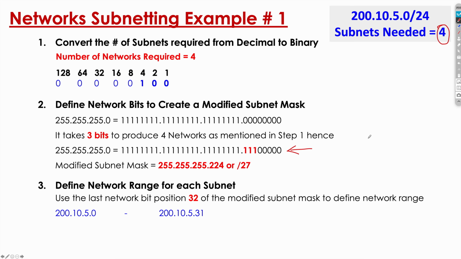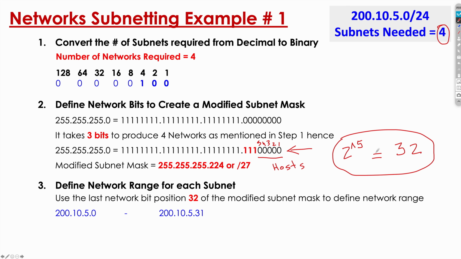All the network bits that we have, if you look at all the zeros, these are for hosts. How many zeros we have? 1, 2, 3, 4, 5. We have 5 zeros, right? So 2 to the power of 5 gives us what? 32. That's what it gives us, right? And that's the value that we're looking at here. So what that means is we'll have 32 hosts in each subnet.